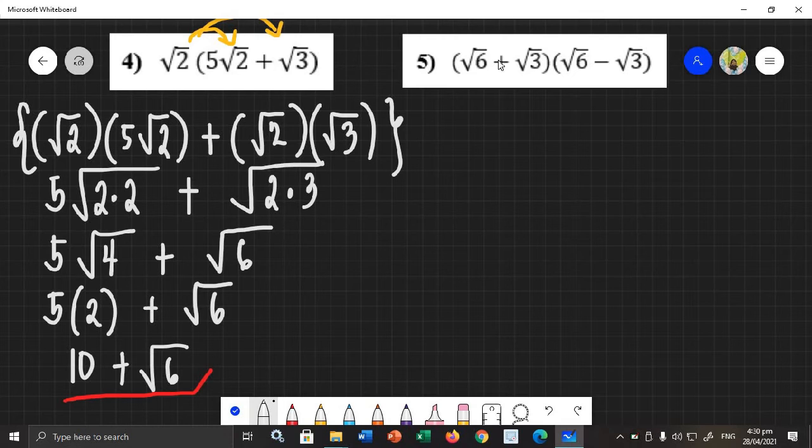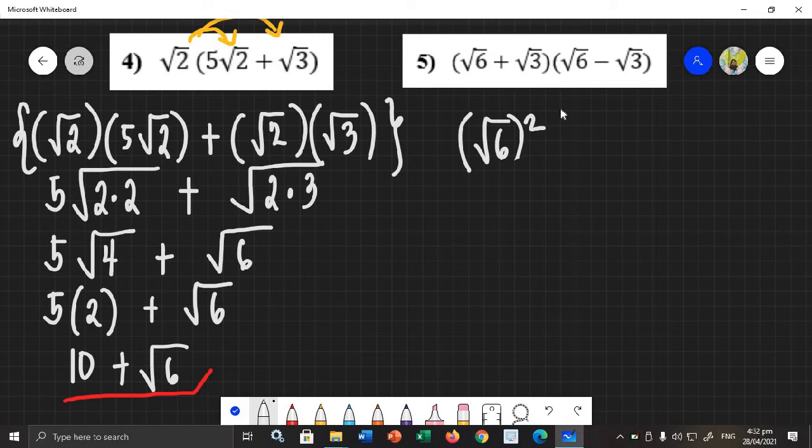So, if ganito yung given ninyo and you will be computing the product, dapat yung terms ng dalawang binomial ay the same. So, like this example, yung first terms nila ay both square root of 6 and then yung second terms nila parehong square root of 3 and they are separated by a plus and minus sign. Kaya siya tinawag na sum and difference of two binomials.